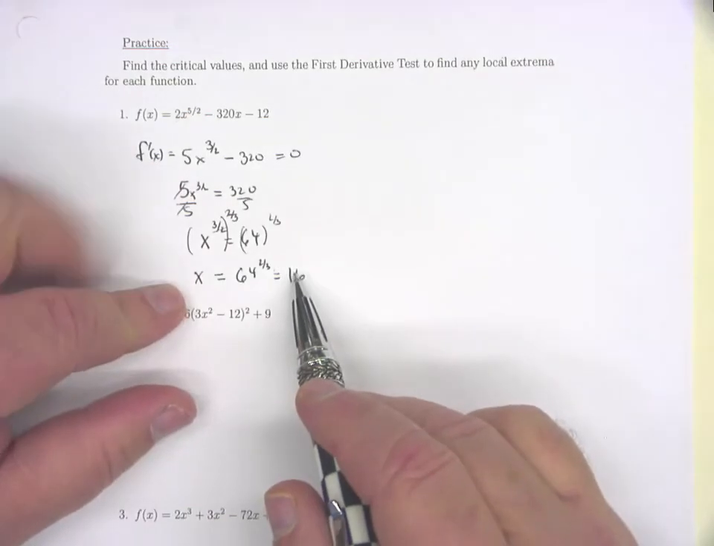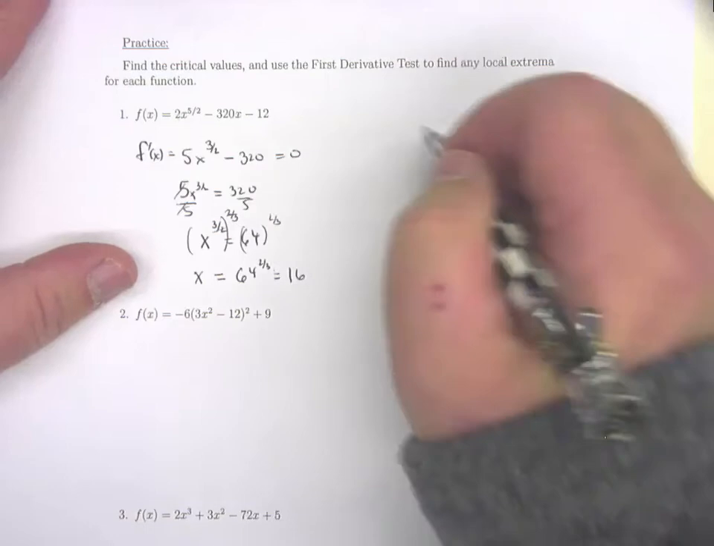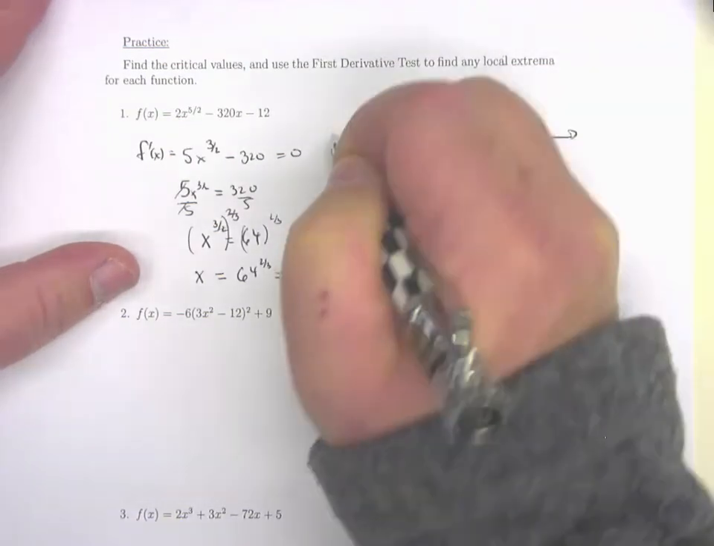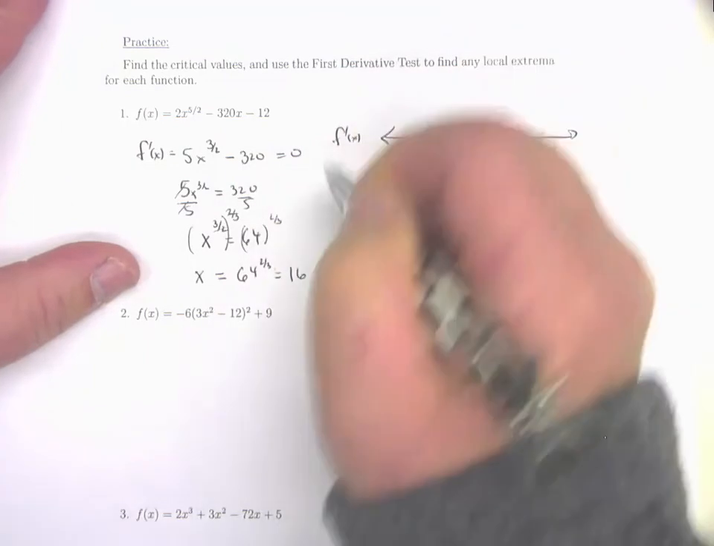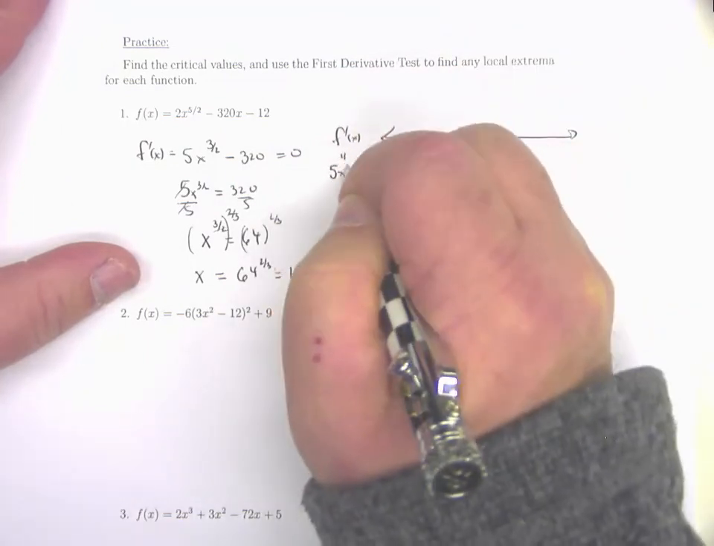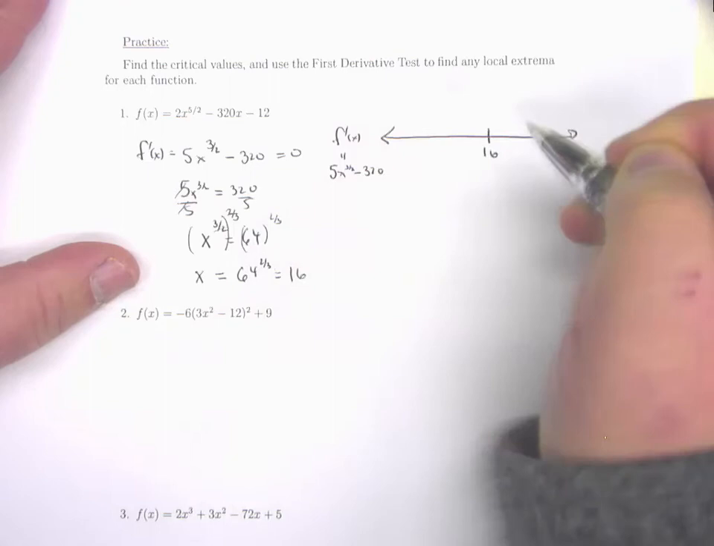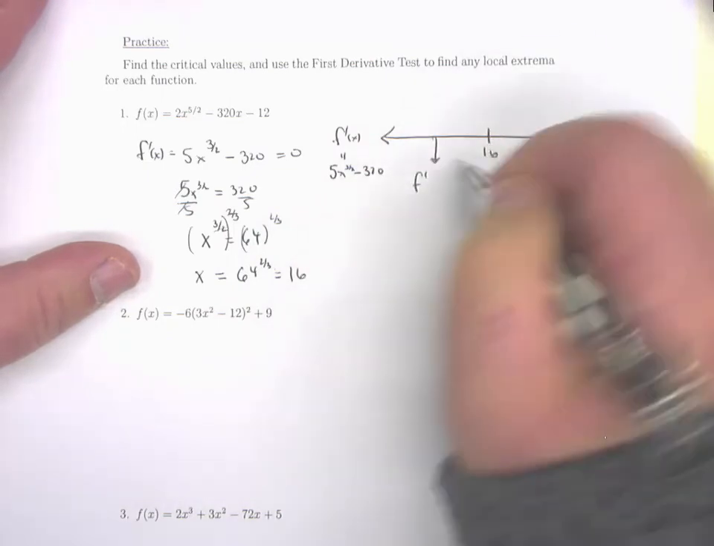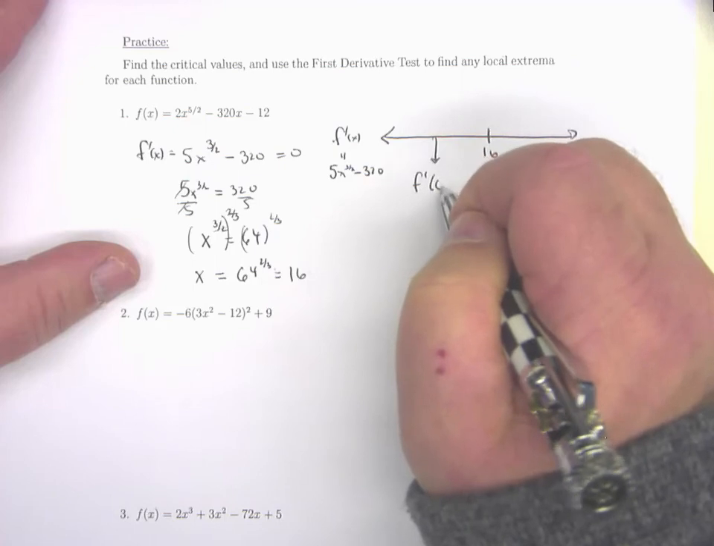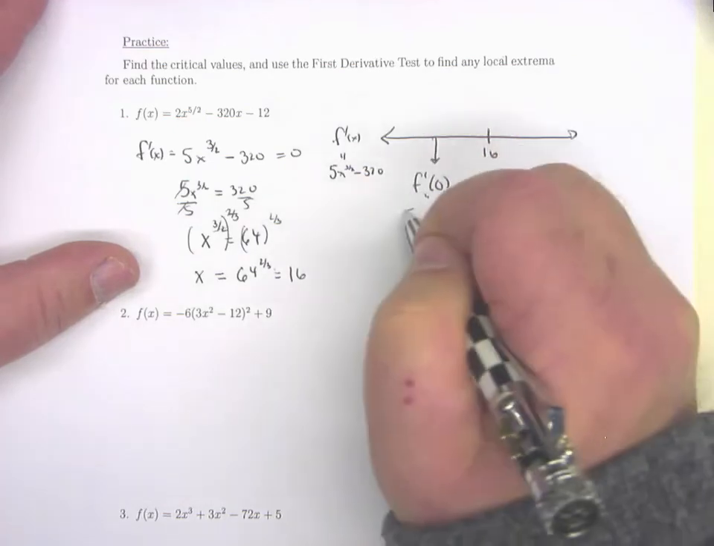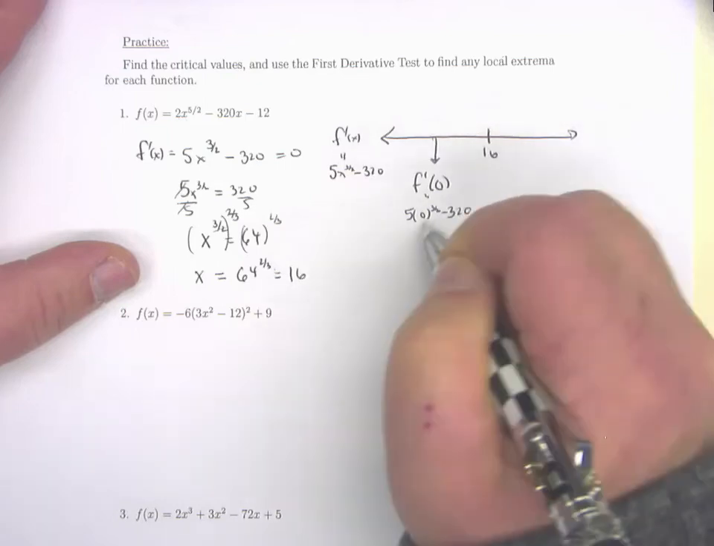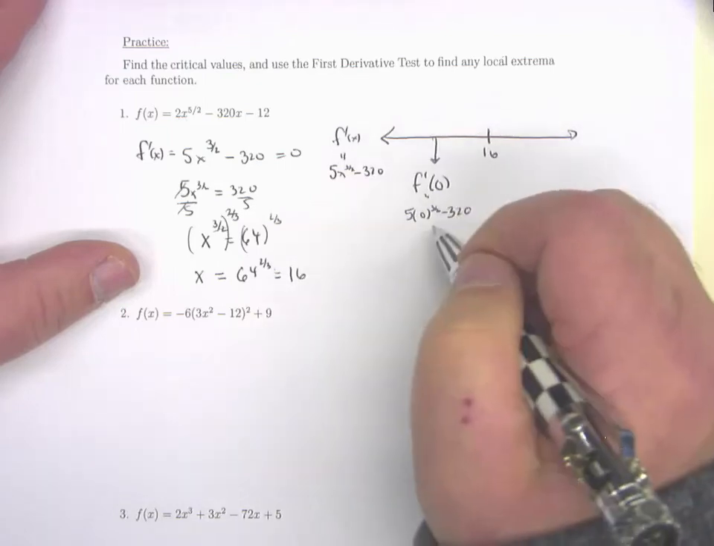Okay, now, I'm going to put it on a number line. Here is 16. This is a derivative number line. My derivative, just to remind you, is 5x to the 3/2 minus 320. I'm going to pick some test values. My first test value, I'm going to plug in less than 16. I choose 0. And it'll be 5 times 0 to the 3/2 power minus 320. 0 to any power is 0, times 5 is 0, minus 320 is negative 320.